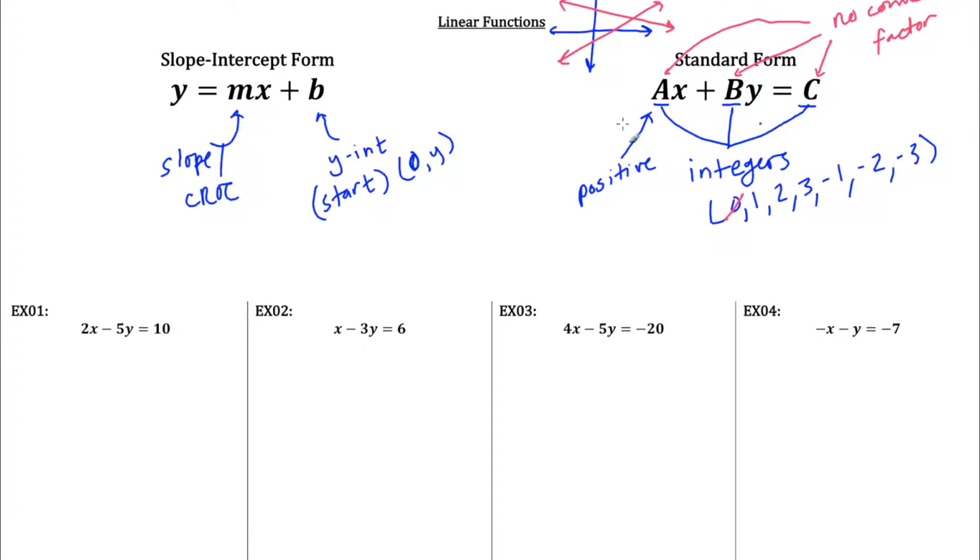So we know how to graph slope-intercept form. We don't know how to graph standard form. So today we are going to change standard form into slope-intercept form. Let's go ahead and do that.